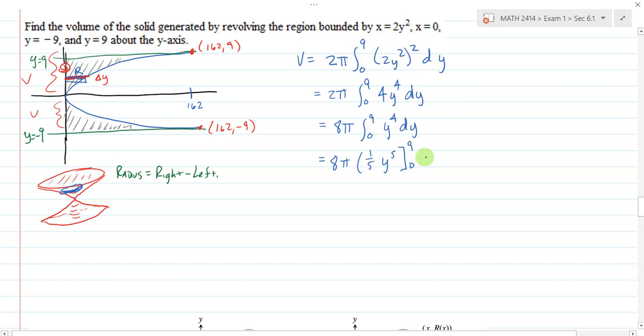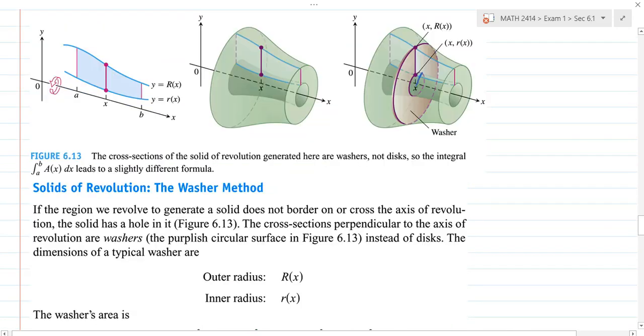So this is why God gave us calculators. So this is going to be 8 pi times, actually I'm going to pull that 1/5 out and make it 8 pi over 5, and this is going to be 9 to the 5th. Plug in your bounds: your upper bound, 9 to the 5th, minus your lower bound, 0 to the 5th. Use your calculator to handle the arithmetic, and that's going to give you 94,478.4 pi. What do we do if we have a hollow shape?